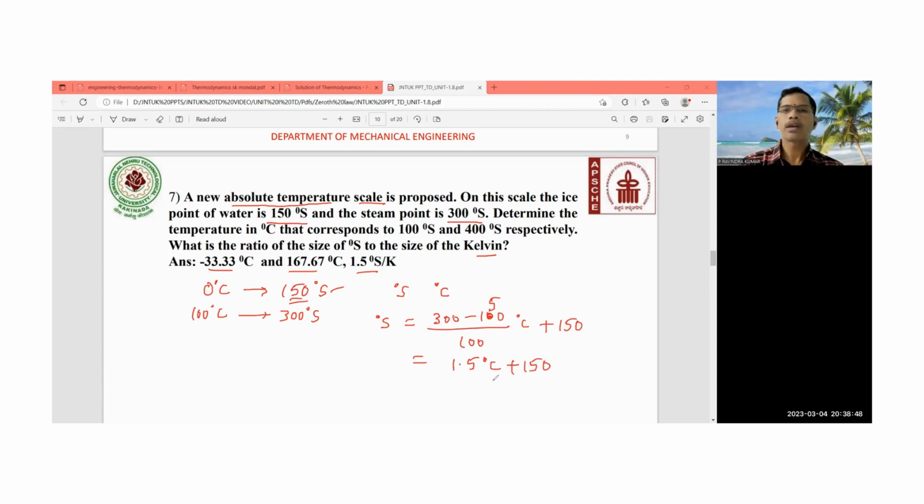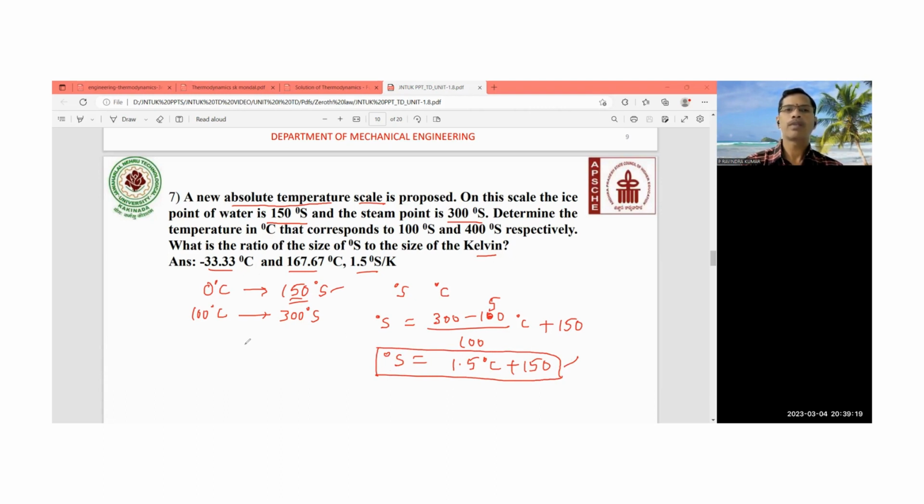With this, now you will get the degree centigrade values as minus 33.3 and the other one as 166.67. You will get these from this particular relation, that is from degree S. So from this relation, you will get the value of degree centigrade in two ways.